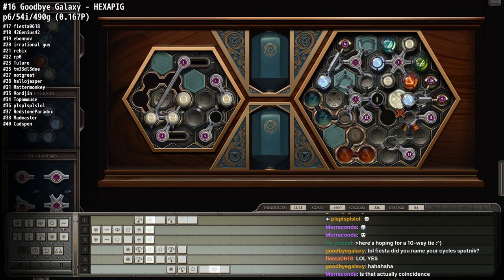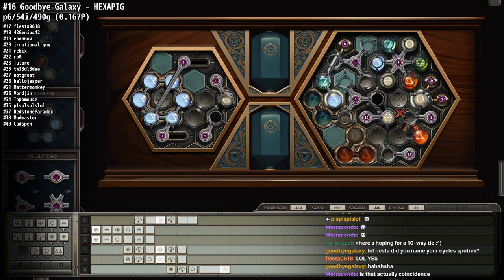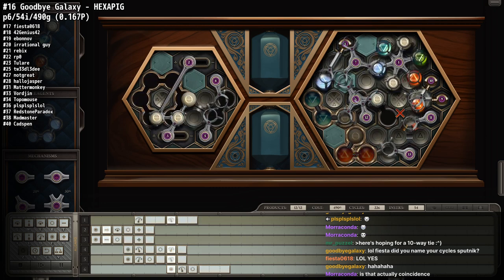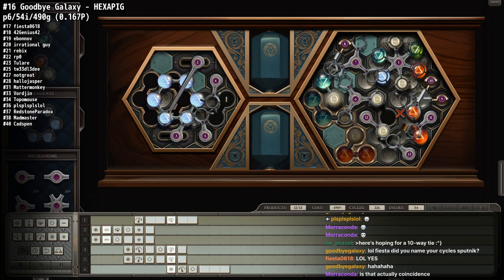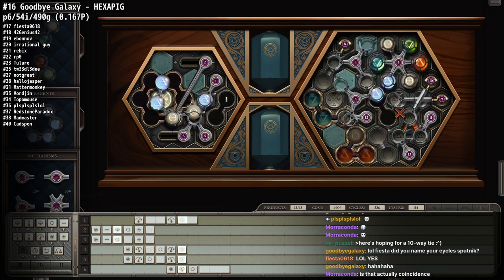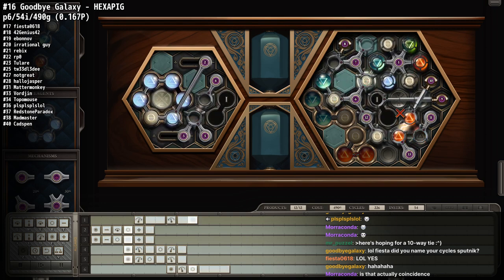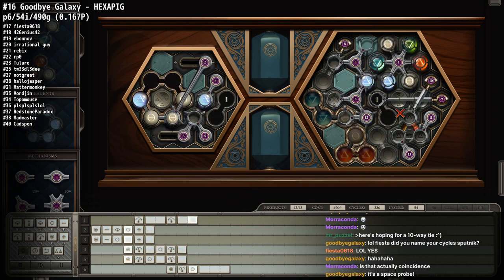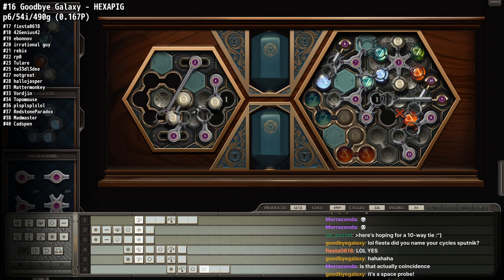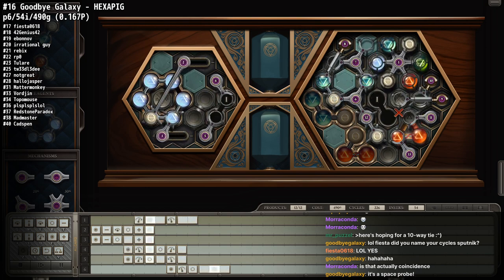Mm-hmm. I'm more impressed by the other name, which they said in chat was Sputnik. That makes a lot less sense. I don't see how that naturally comes from the... I guess unless you're reading the lore. Right. Yeah, it's a probe. Probably. Yeah, it's lore related. Right. Yeah, they're both lore enjoyers. Glorious lore.